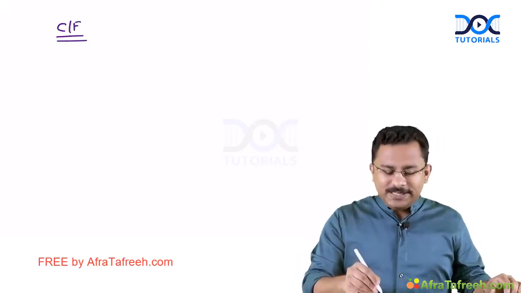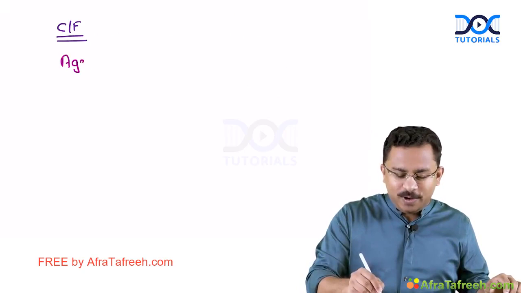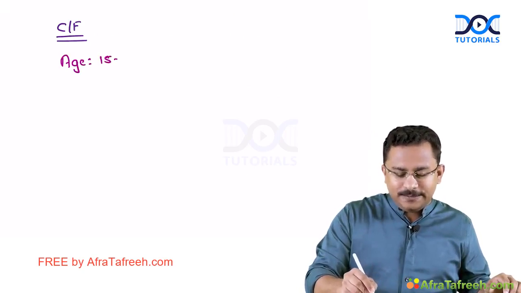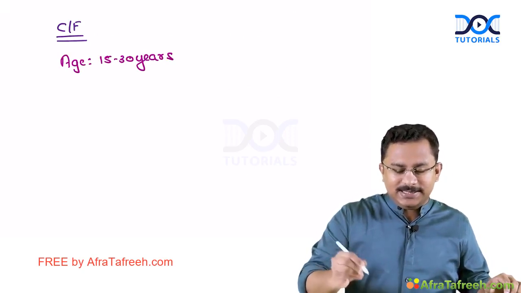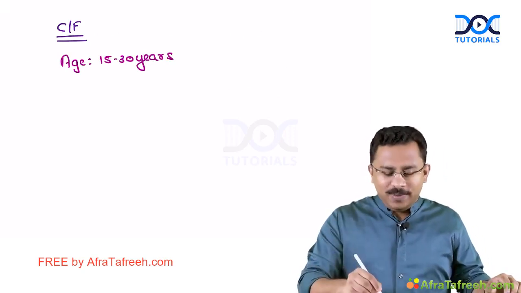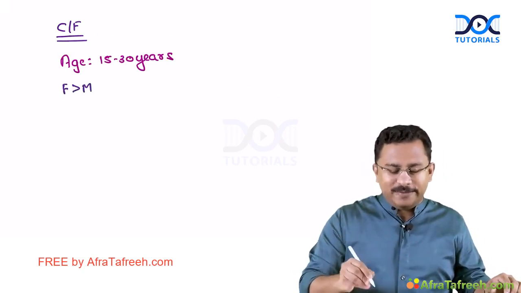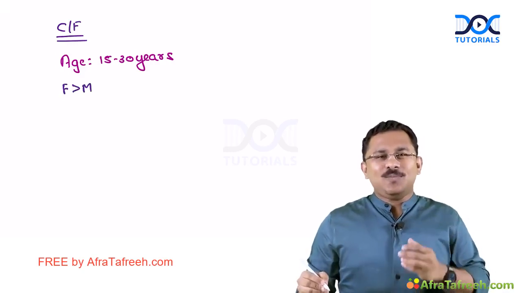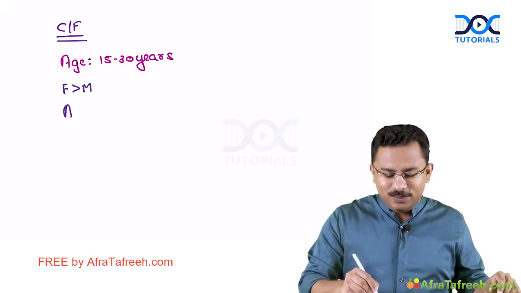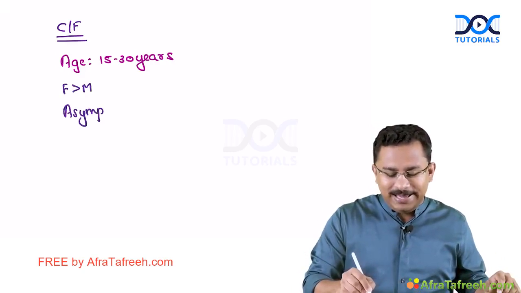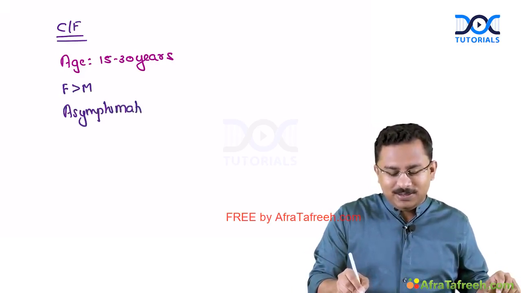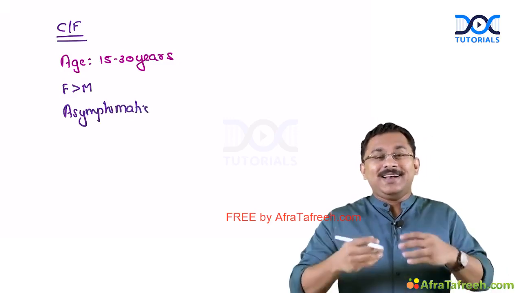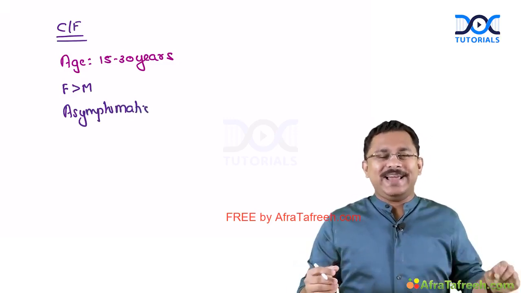Clinical features. First of all, what is the age group of this entity? It is 15 to 30 years of age. Commonly, females are more affected than males. And it's interesting to note that most of the patients with MVP are asymptomatic, and remain so for the rest of their life.